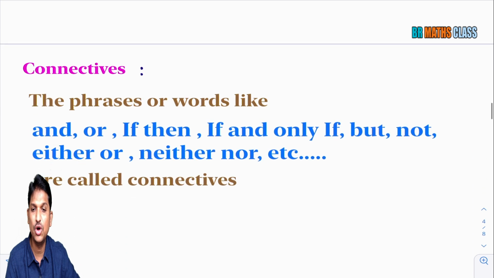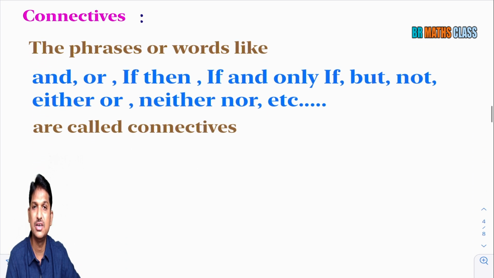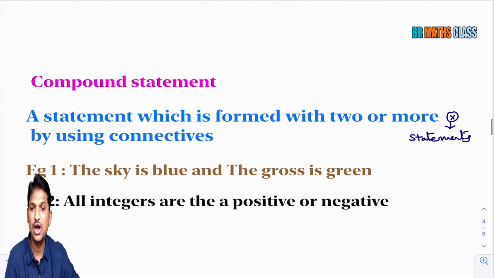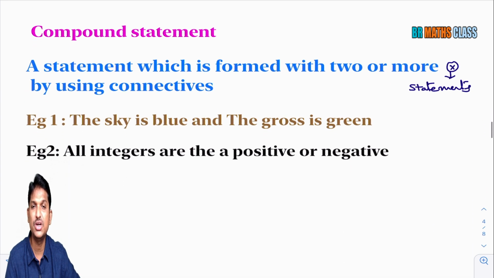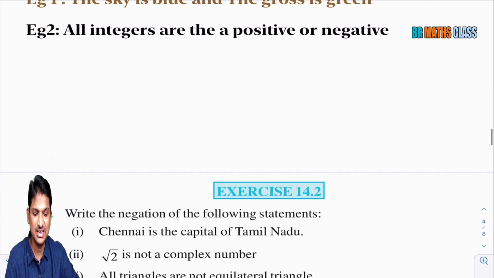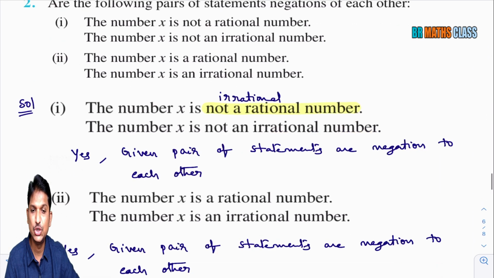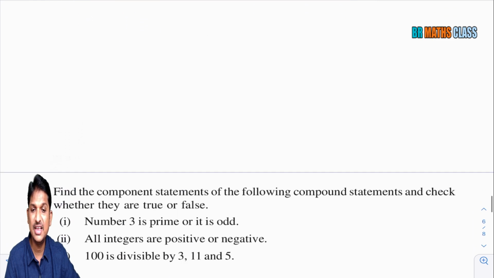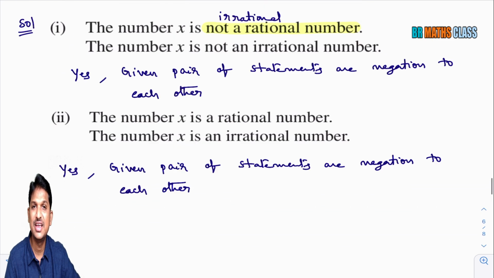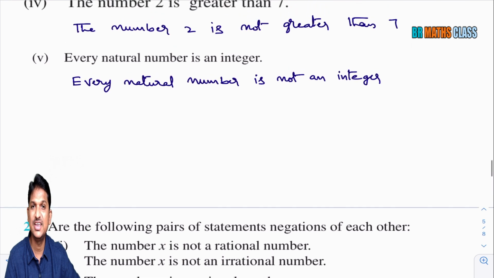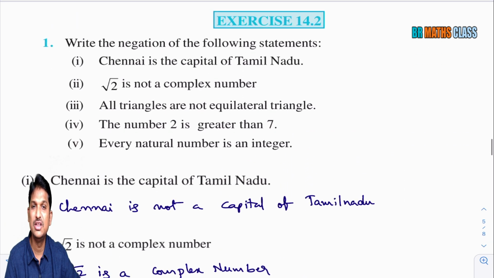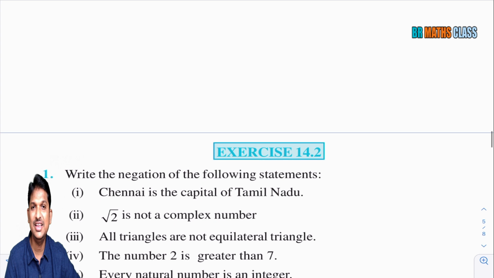After this, we learned what are connectives. The words or phrases like and, or, if, then, if and only if are known as connectives. After that, we learned about compound statement. What is compound statement? It is a statement formed with two or more statements by using connectives. Right? We discussed some examples for that, and then we completed exercise number 14.2 all problems. In next class, we will learn what is conjunction, what is disjunction, what are its truth tables. All those things we will learn in next class.